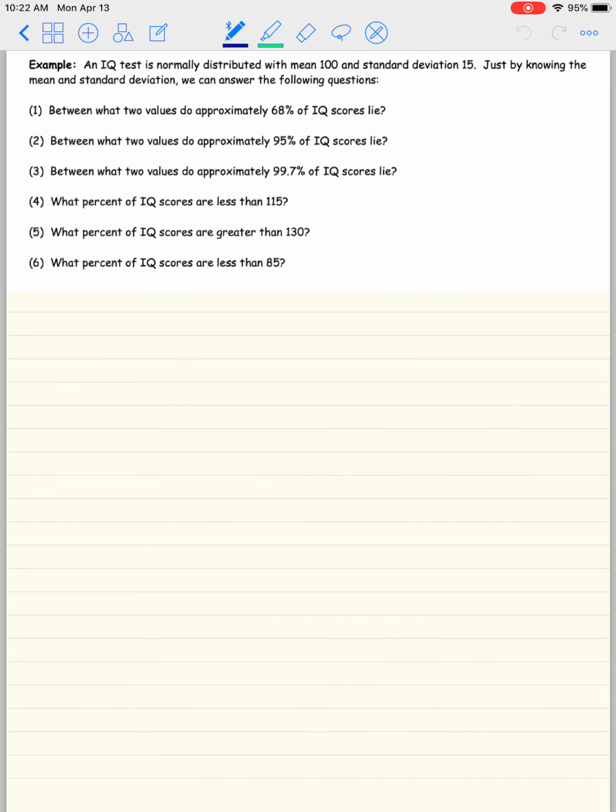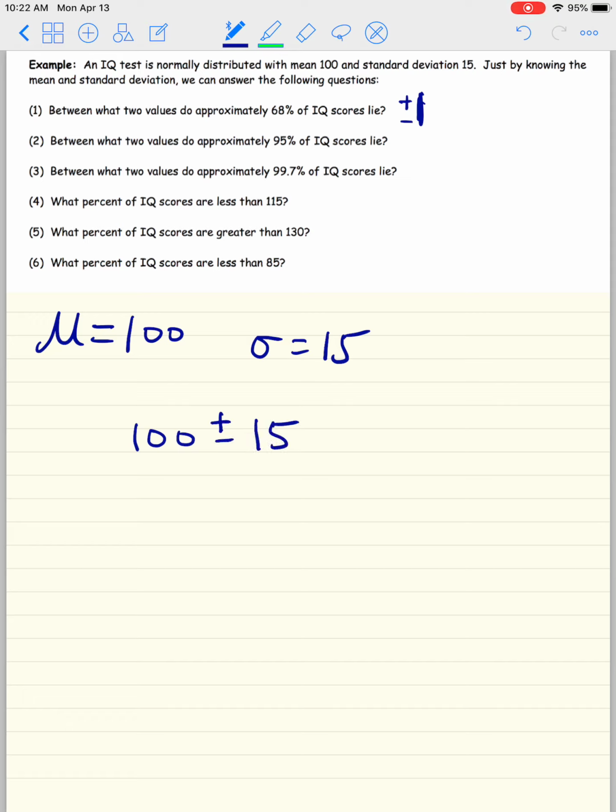An IQ test is normally distributed with a mean, remember guys, mu, of 100 and a standard deviation of 15. Just by knowing the mean and the standard deviation, we can answer the following questions. Between what two values do approximately 68% of the IQs fall? Now, 68% means that you're going to add 1 standard deviation and take away 1 standard deviation. So if you take 100 and you add and take away 15, you're going to come up with this interval that's going to be 85 to 115.